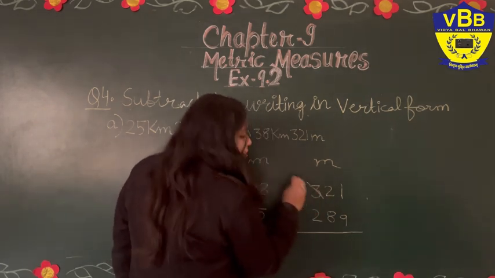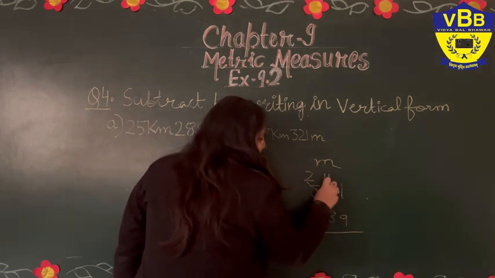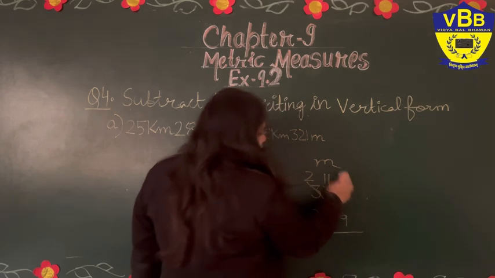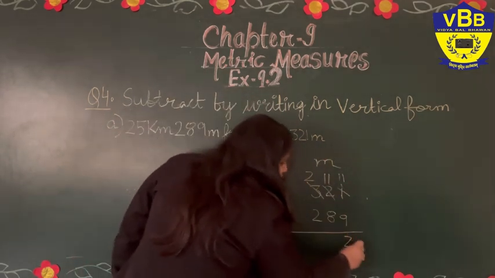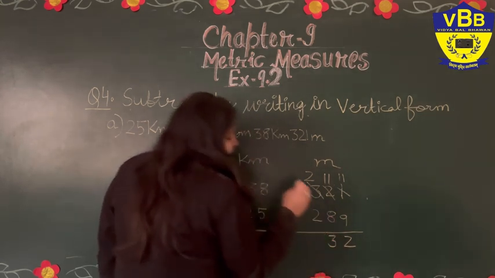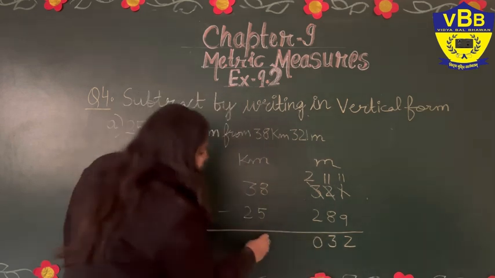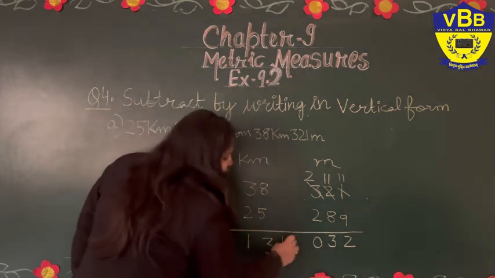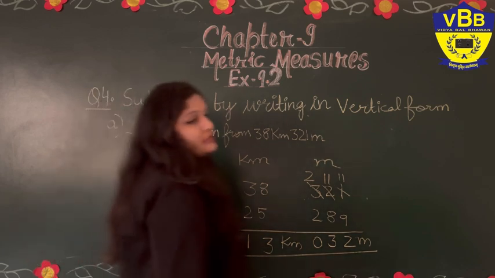So we have borrowed 1 from 3, so we will write 2 here. Here we will write 11, because we will give 1 to 1. So here we will get 11. 11 minus 9 will be 2. 11 minus 8 will be 3. And 2 minus 2, 0. 8 minus 5, 3. 3 minus 2, 1. So it will be 13 kilometer, 32 meter. So this will be the answer.